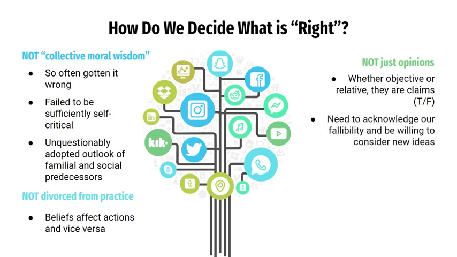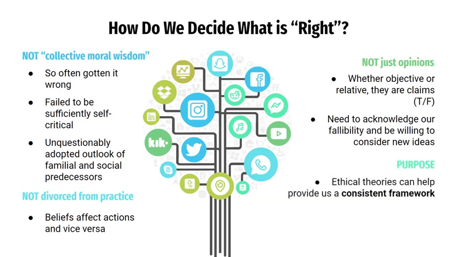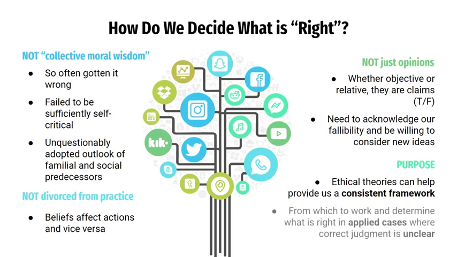We also need to acknowledge our fallibility. We can make mistakes and be willing to consider new ideas, right? That's part of the main thread or main spirit of philosophy in general. And ethical theories can help provide us a consistent framework. So even if we think that an ethical theory is incomplete or not perfect, it can still give us a framework from which we can build new moral theories and think of new ways of approaching problems. Also, it can determine what is right in specific applied cases where correct judgment is unclear.